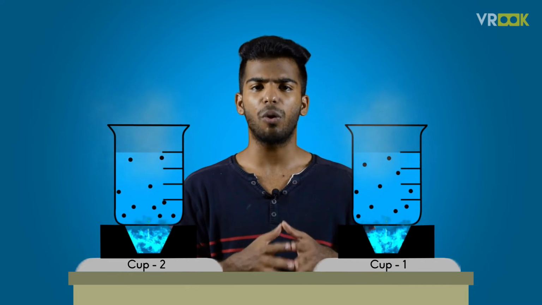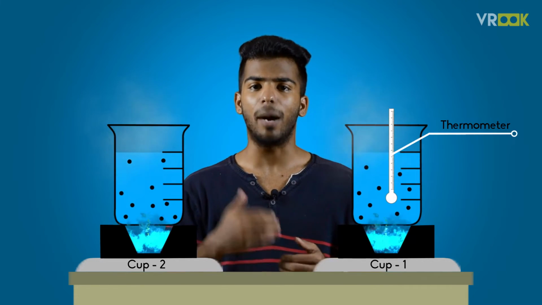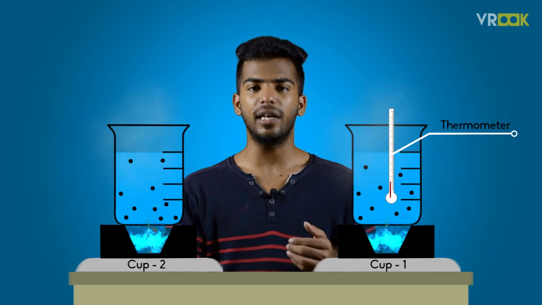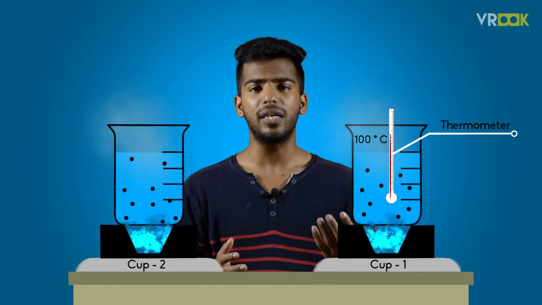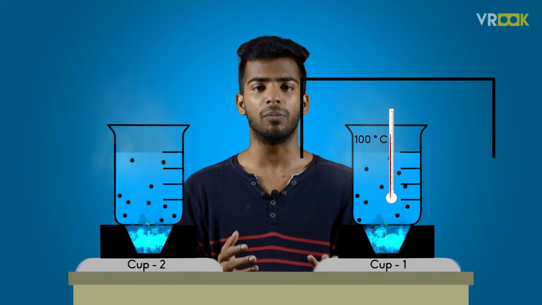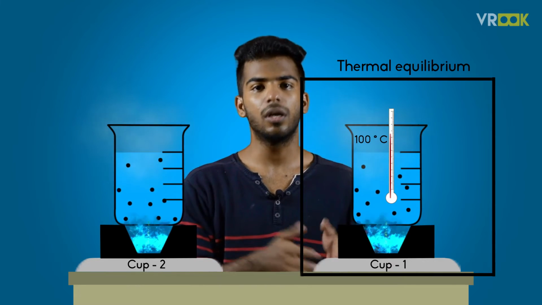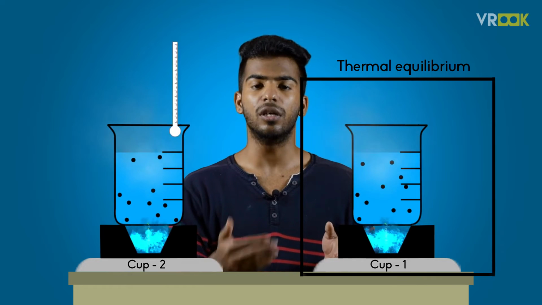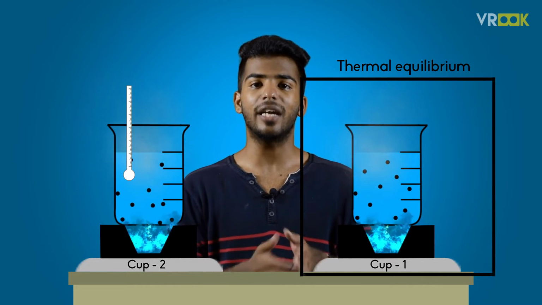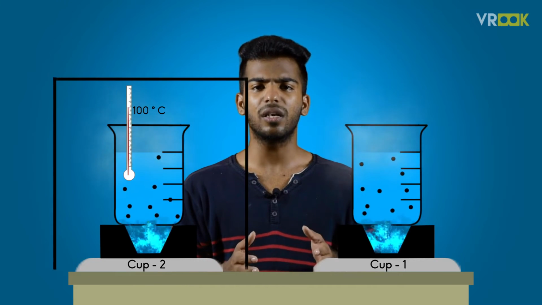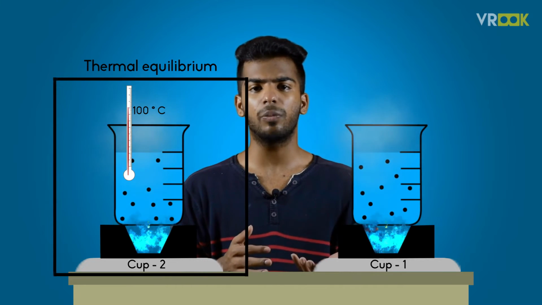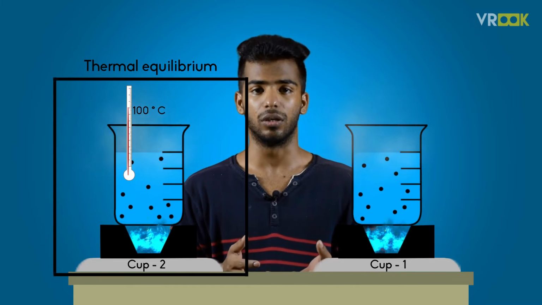If we place a thermometer in the first cup, it gets warmed up by the water until it reaches 100 degrees Celsius. We now say that the thermometer is in thermal equilibrium with the first cup of water. Next, we move the thermometer to the second cup of water and it continues to read 100 degrees Celsius. The thermometer is therefore in thermal equilibrium with the second cup of water.